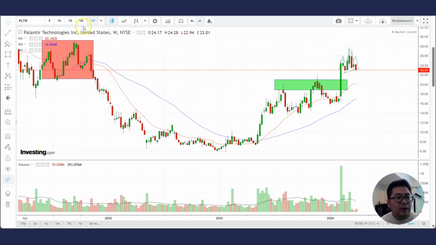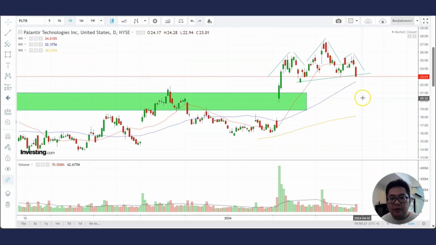Okay, now I don't see any continuation pattern. This is the daily chart. This is support area. I don't see any continuation pattern right now. So in fact, it could be quite dangerous to buy the stock right now. Okay, which is why we need to always wait for the right moment. I know I'm just saying this again and again.